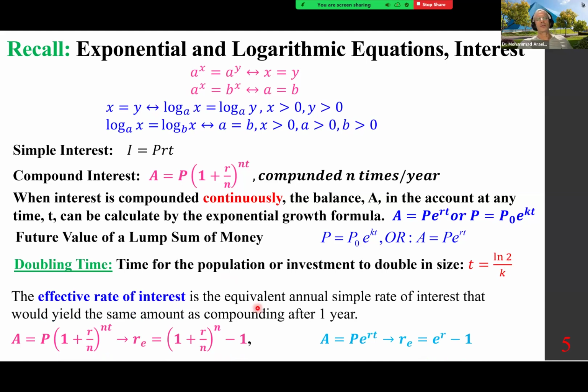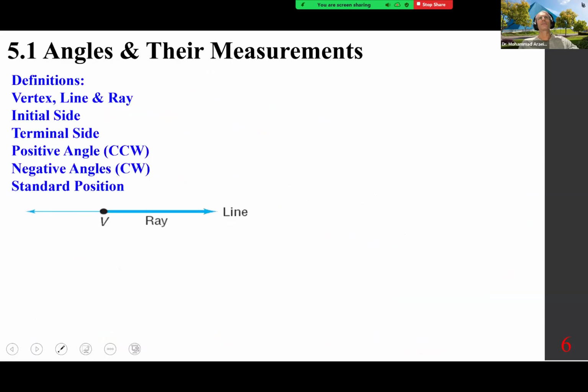The effective rate of interest is the equivalent annual simple rate of interest that would yield the same amount as compounding after 1 year. In the case of the compounding that was mentioned here, R is (1 plus r over n) to the power of n, minus 1. In the case of continuous compounding, R equals e to the power of r minus 1. This is the synopsis of what we covered previously. And now the new stuff.